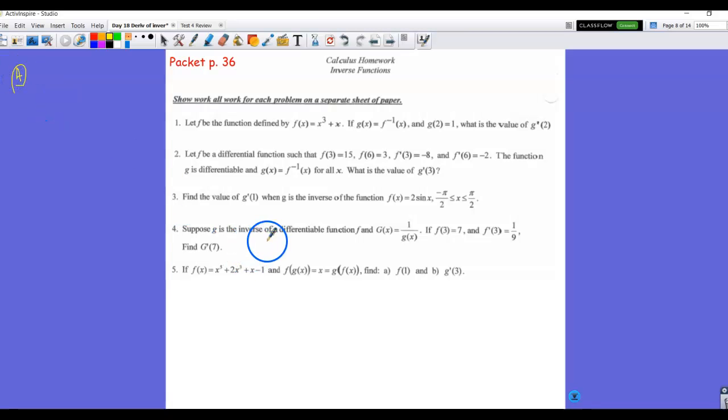Suppose that g is the inverse of a differentiable function f. Ooh, and now we have a third function, so be careful here. We have a little g function, we have a little f function, and those are inverses of each other, and then we have a big G function, which is defined to be 1 over little g. So big G of x, this might be helpful at some point, is little g raised to the negative 1 power. I'm just rewriting that in case I need it. Then they tell me some information about little f prime, and they want me to find big G prime of 7. So the goal is big G prime of 7.